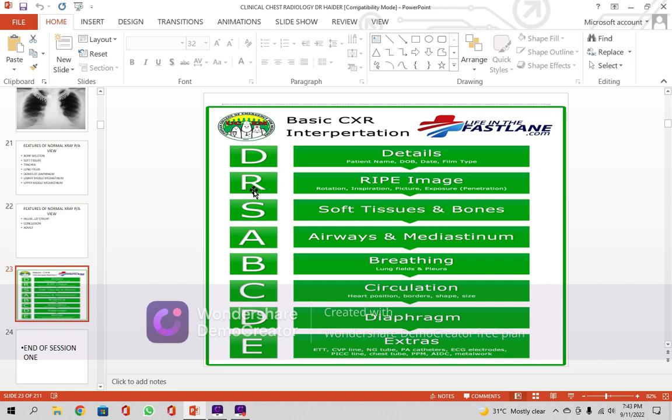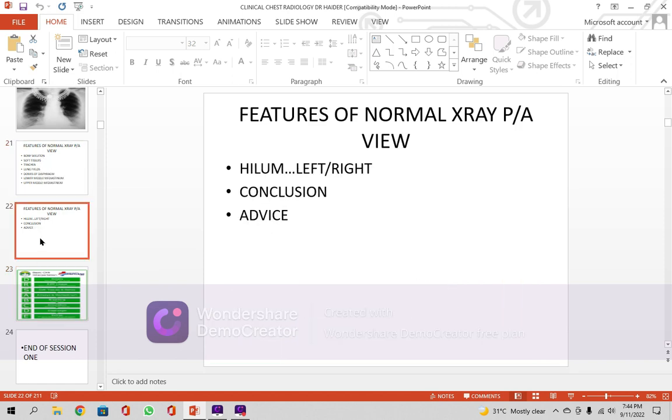Otherwise, the mnemonic is DRSABCDE, from fastlane.com, basic X-ray interpretation. It is from the internet. D for details, R for right images, that is the rotation, inspiration and picture quality, exposure, etc. S for soft tissues and bones, A for airways and mediastinum, B for breathing, C for circulation, D for diaphragm, and E for extras like CVP lines, etc. Now this mnemonic is okay, fine, no problem. But this is the good way which I have told you to do it.